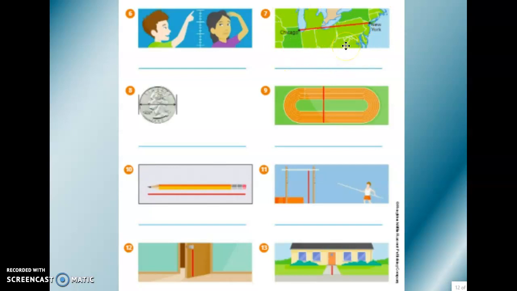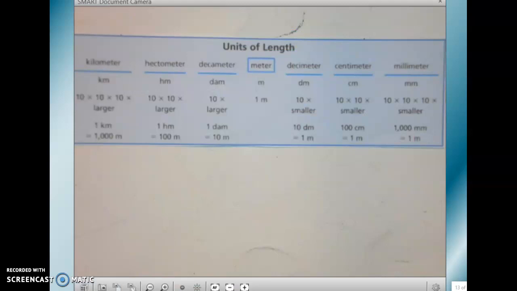I want to measure the distance from Chicago to New York going through Pennsylvania. So, again, what unit of measure would I use? Would I use a meter and say 1 meter, 2 meters, 3 meters, all the way from New York to Chicago? Could I use 10 meter sticks at a time and call them decameters?